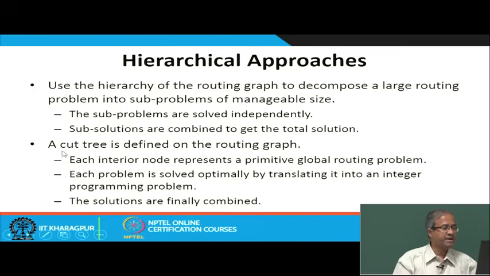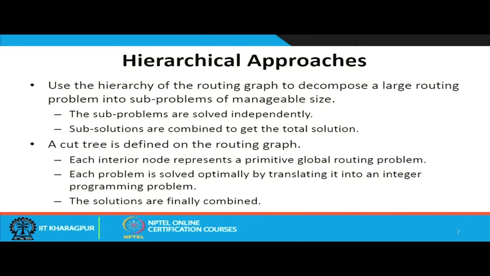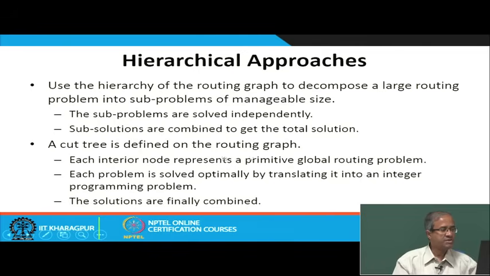You define something like a cut tree, which is quite similar to the tree that we had discussed when we were talking about the partitioning problem. We define some kind of a partitioning tree and you can cut it, get some partition, something similar to that. The cut tree is defined in such a way that every interior node of the cut tree represents a global routing problem, and each of these global routing problems can be solved independently. Now, these smaller nodes indicate global routing problems which are smaller in size.